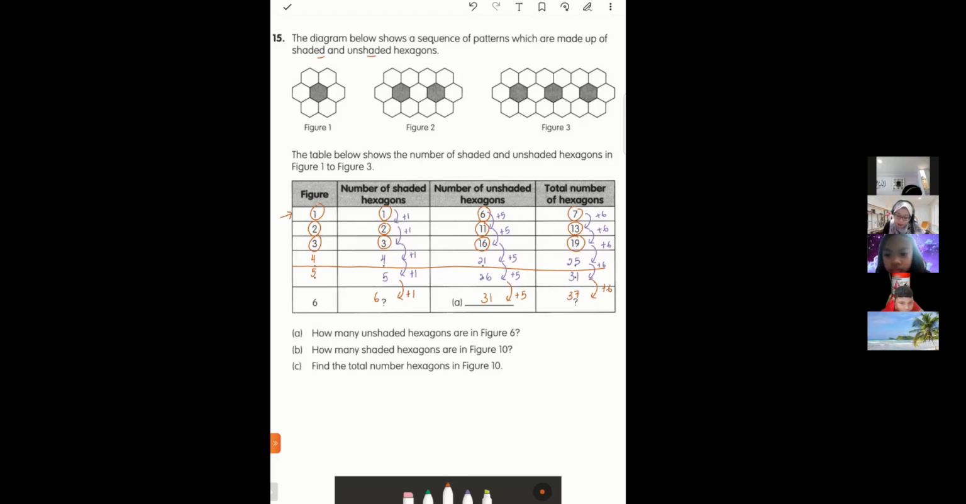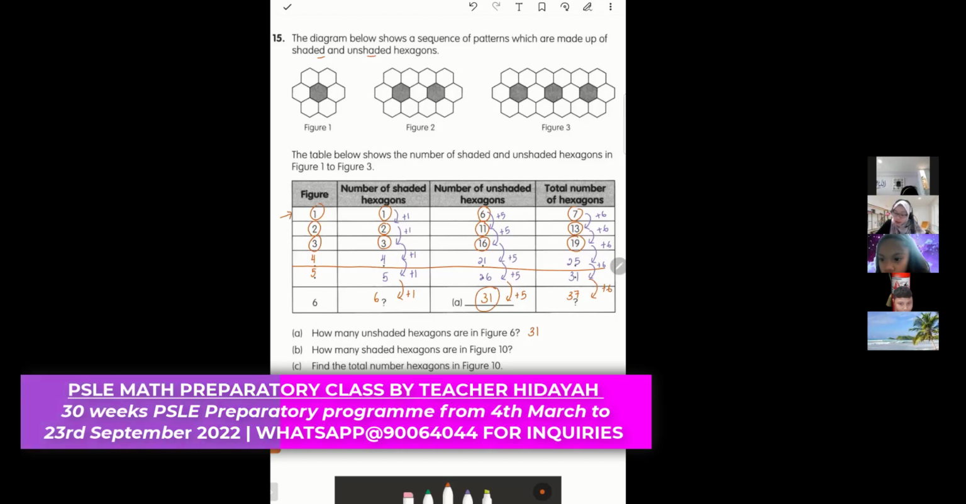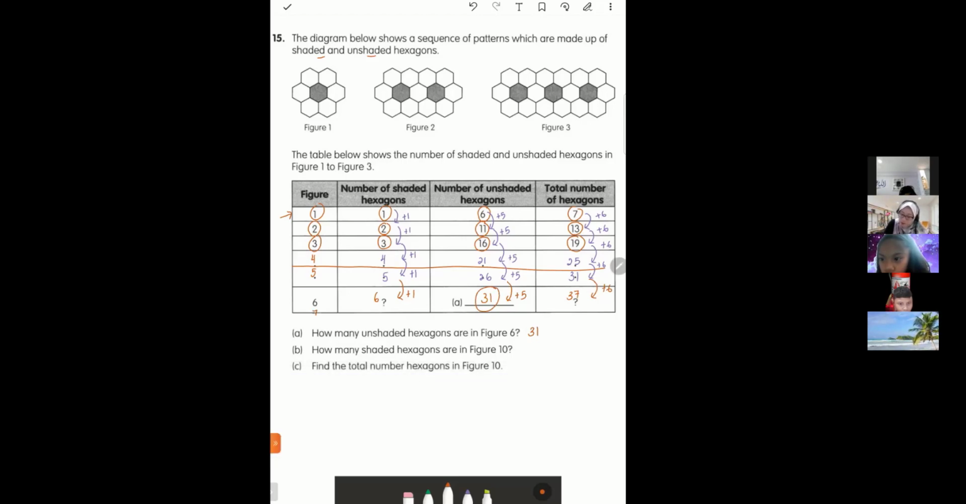Next one. For A, how many unshaded hexagons are there in figure 6? We already figured out, right? The answer is 31. Number B, how many shaded hexagons are there in figure 10? Shaded. So if you continue, 7, 8, 9, 10, everything is just plus 1, right? So figure 10 means 10, because everything is just plus 1.